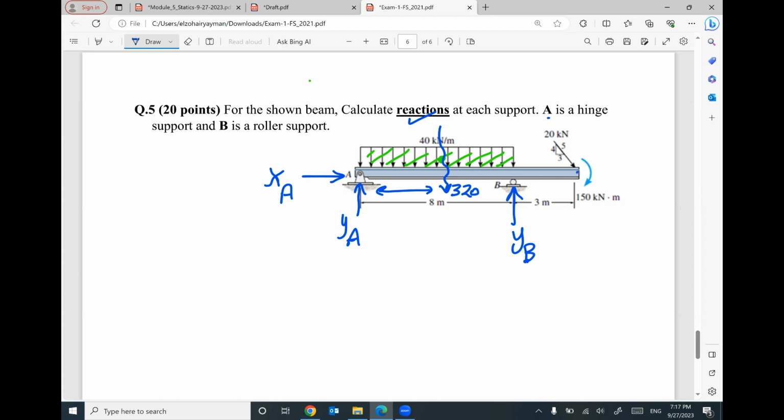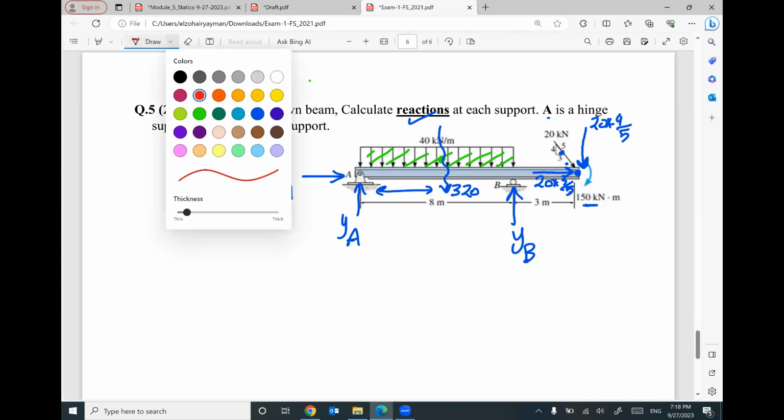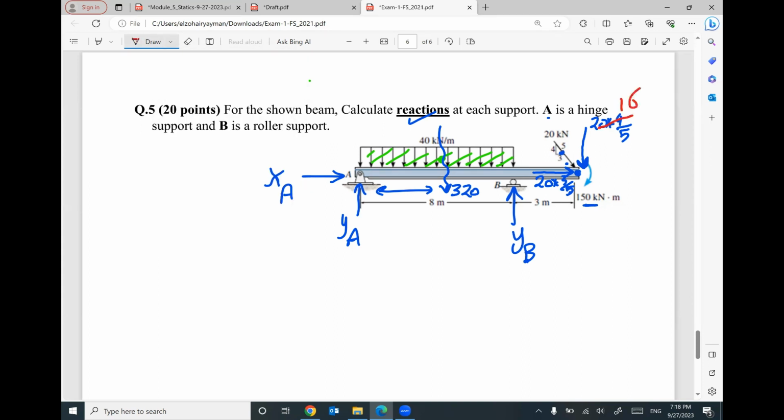We are given a moment, 150. And we are given a force which is inclined, so I have to break it into 2 components, 1 horizontal and 1 vertical. The horizontal one will be 20 times 3/5. The vertical will be 20 times 4/5, using this right angle triangle and these 2 angles. So this value will be, I think, 16. This one will be, I think, 12.